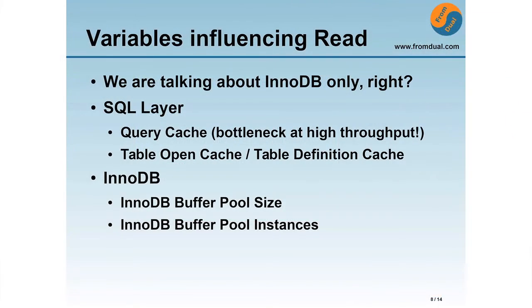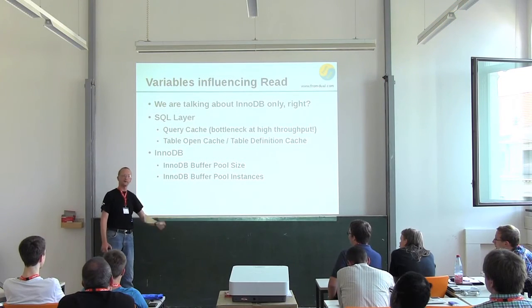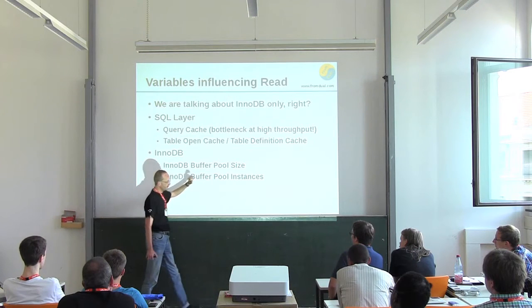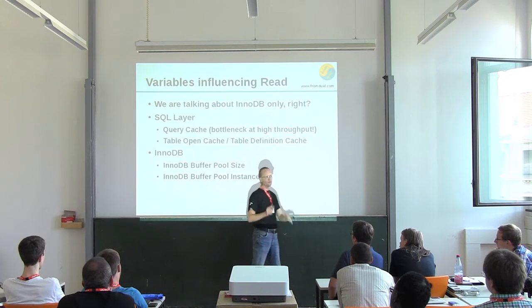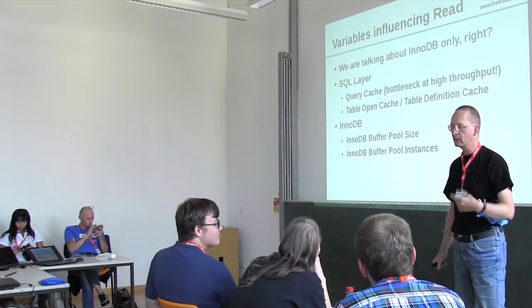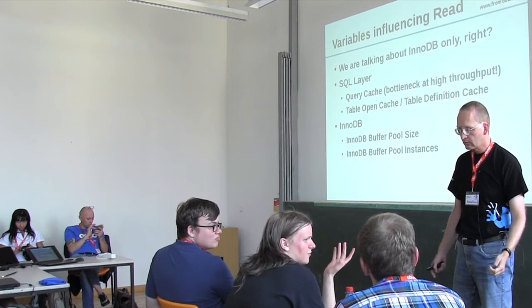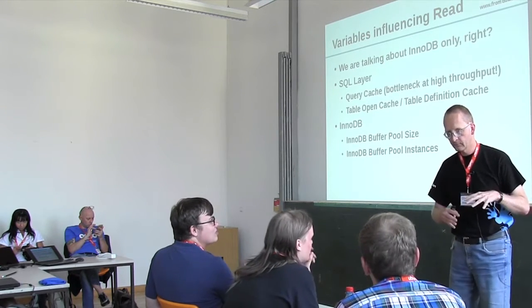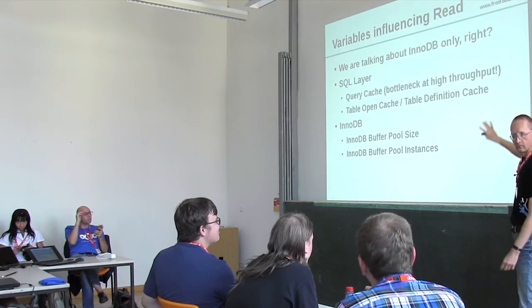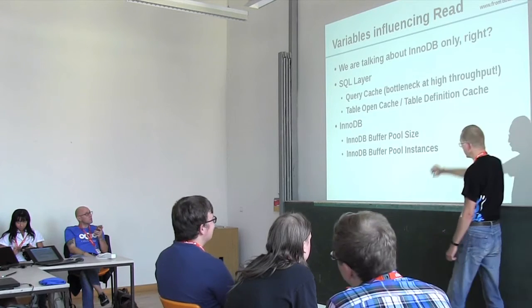Then table open cache, table definition cache, the new defaults are good. That means you should not misconfigure it. The new defaults means in MySQL 5.6 and later. Table definition cache should be as big as the number of tables you have in your own Nextcloud instance. How many tables do you have? 200, 300, 400, 500, 1,000? 20. Okay, so the defaults are good. Okay, so a two-digit number. Okay, so the defaults are good for you.